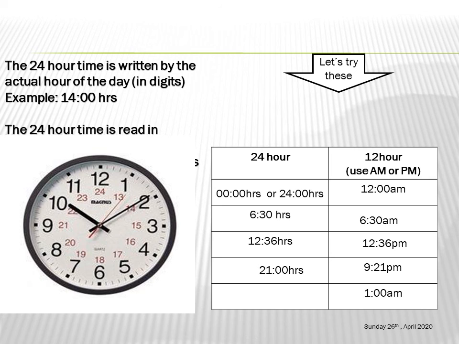21 hours. Then what about 1 a.m.? 1 a.m. means we're on the first hour of the day, and the 24-hour clock is going to read it as 1 hour. I hope you understand the 12 and 24-hour time better now.